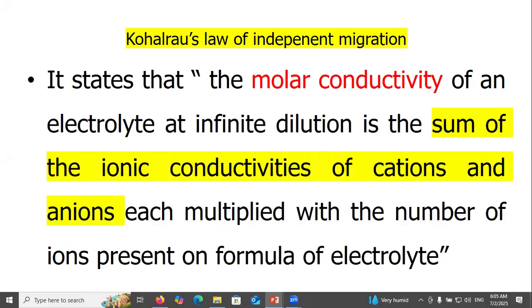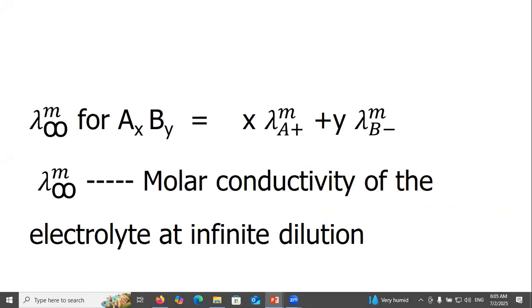Kohlrausch's law of independent migration states that the molar conductivity of an electrolyte at infinite dilution is the sum of the ionic conductivities of cations and anions, each multiplied by the number of ions present in the formula of the electrolyte. For an electrolyte AxBy, the molar conductivity of the electrolyte at infinite dilution is given accordingly.